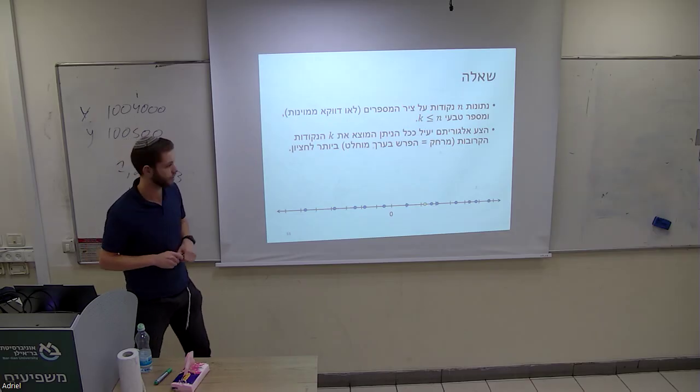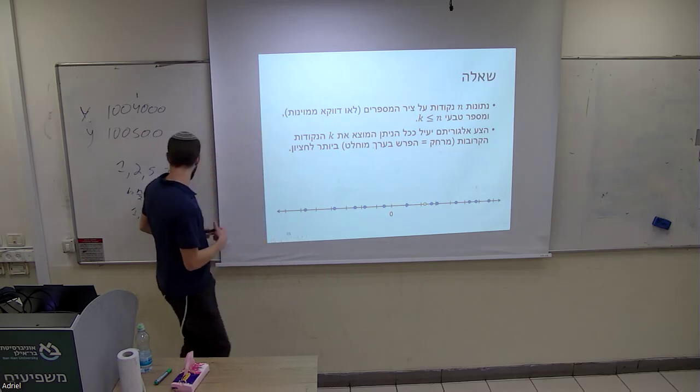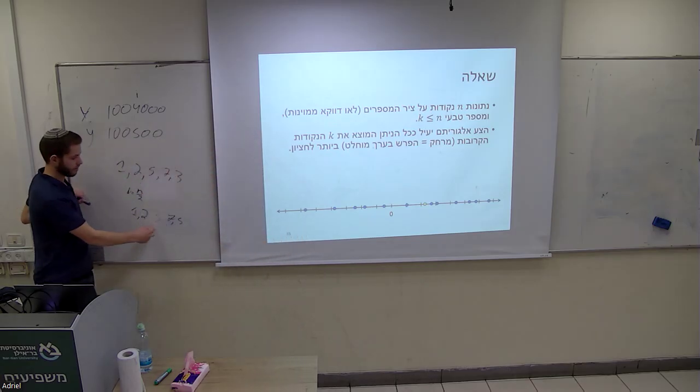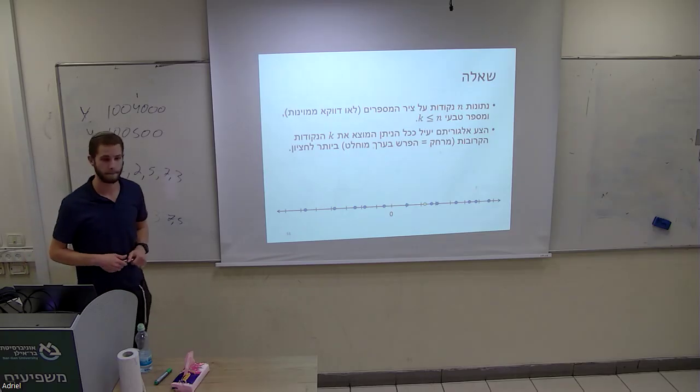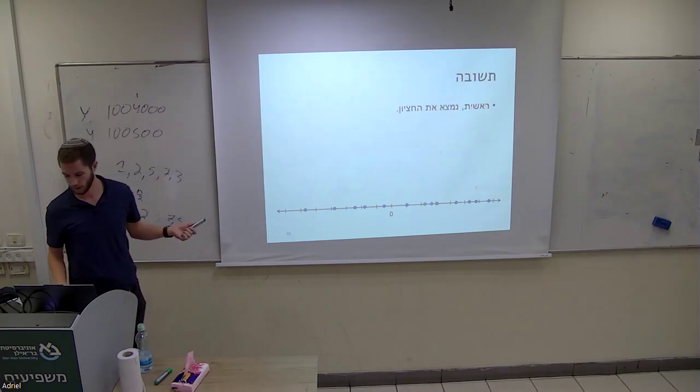Okay? And then once we find that k, let's say it's 3, to the right of it are all the elements that are smaller than it. And we just return these, and that's it. We're done. Okay, so let's just see it quickly.